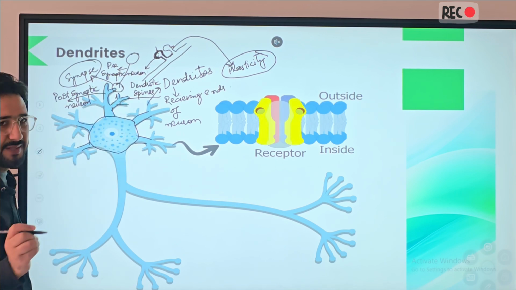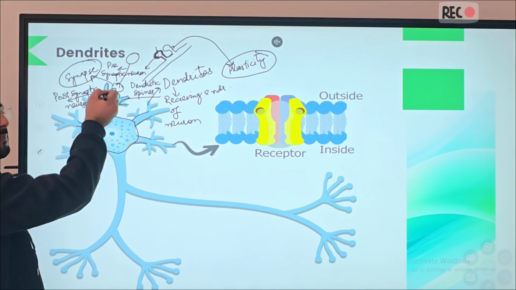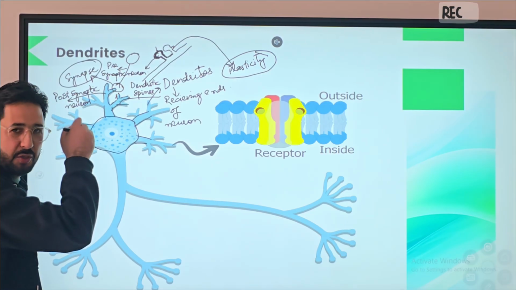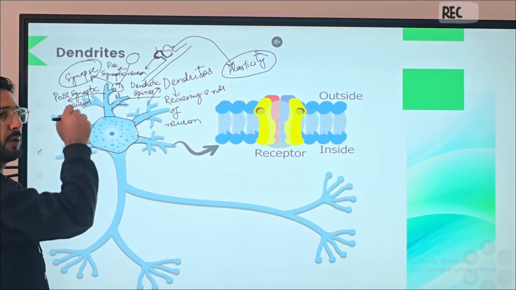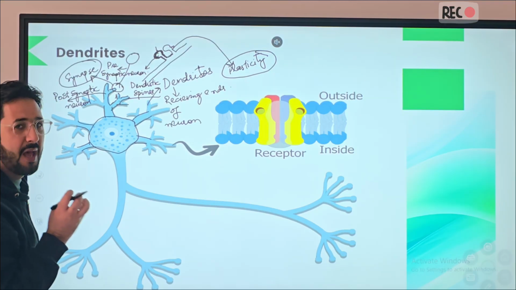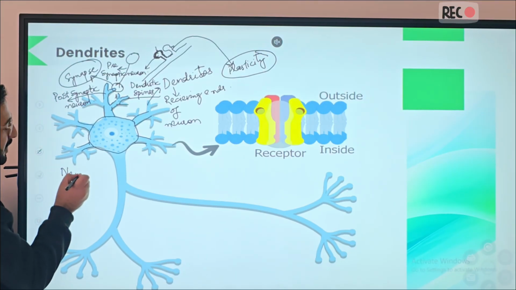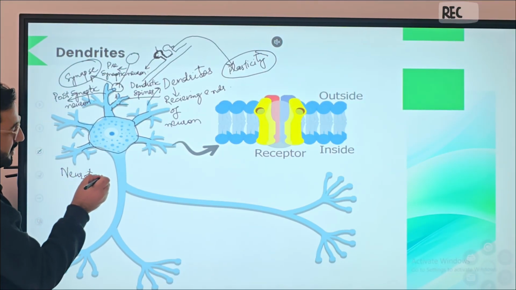So please understand this. Now the presynaptic neuron has to transmit the information to the postsynaptic neuron. Okay. Now how will it do it? I've already told you that it is done in the form of chemicals, and those chemicals are called neurotransmitters.